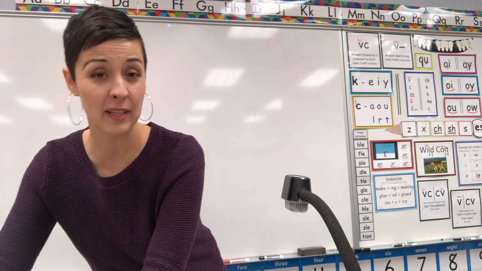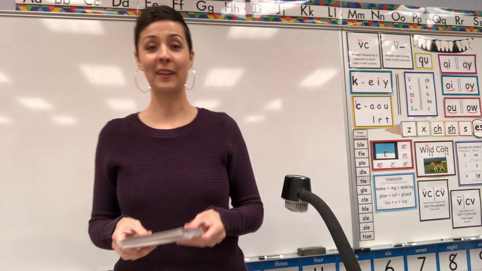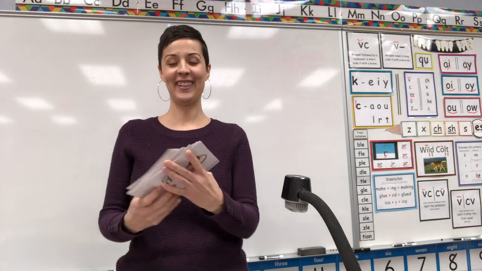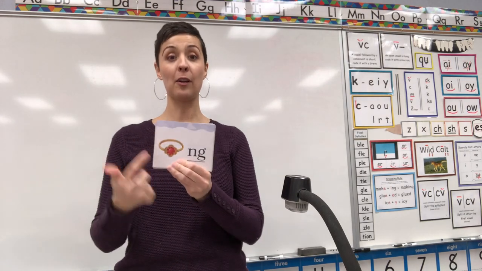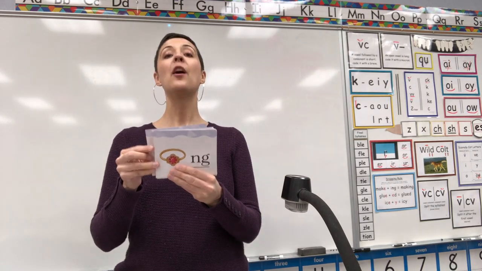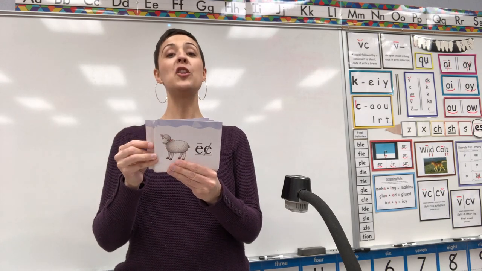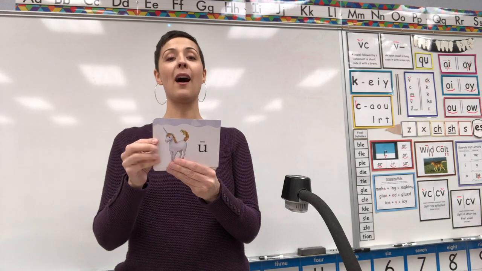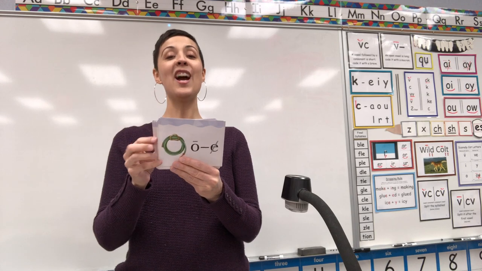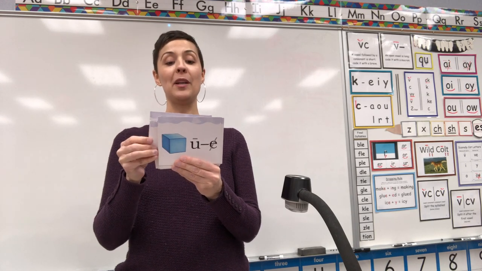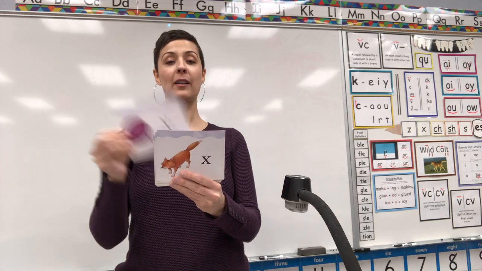Okay, now let's do the same thing for our picture cards. Oh, look at all these picture cards. Are you freaking out? Let's see how many of them you remember. Starting with ring, ng. Ready? Ring, ng. Thimble, feather, th. Sheep, e. Umbrella, a. Unicorn, u. Wagon, u. Cake, a. Hose, o. Cube, u. Dime, i. Concrete, e. Fox, x.